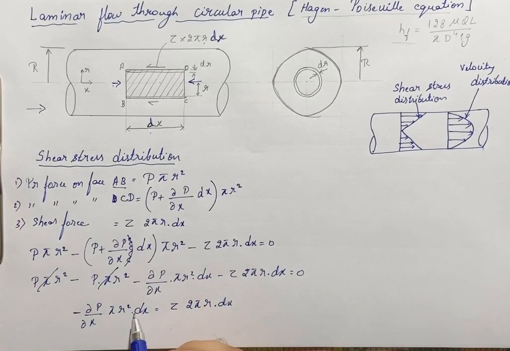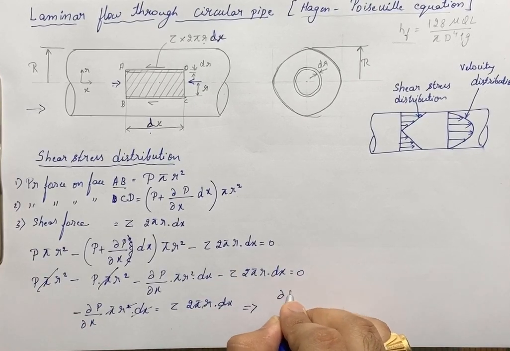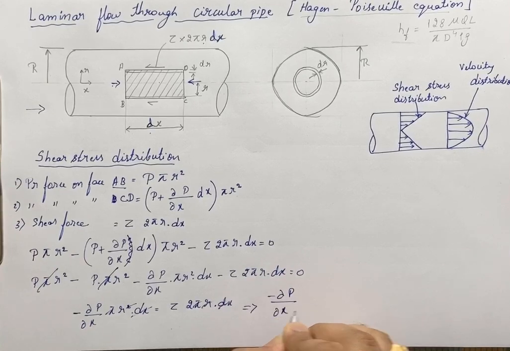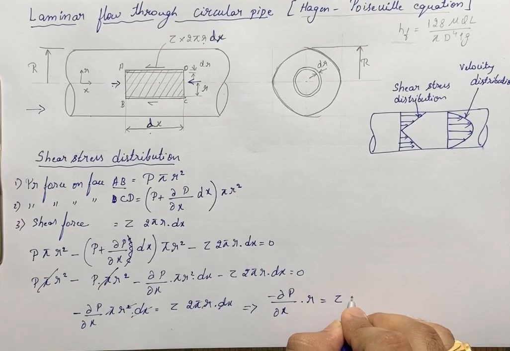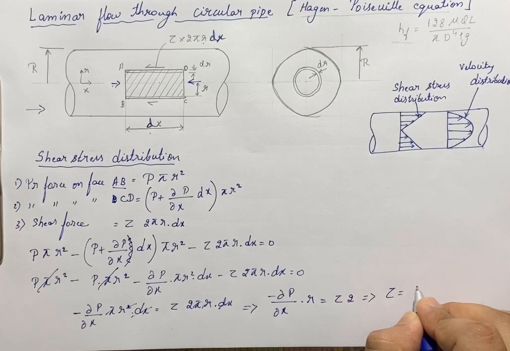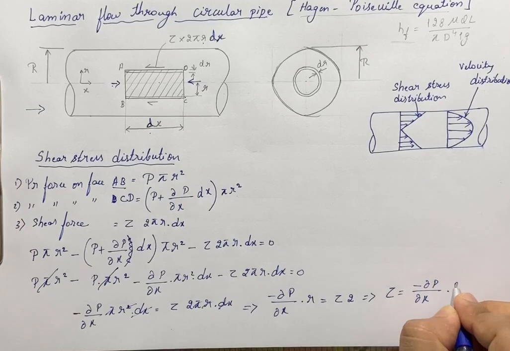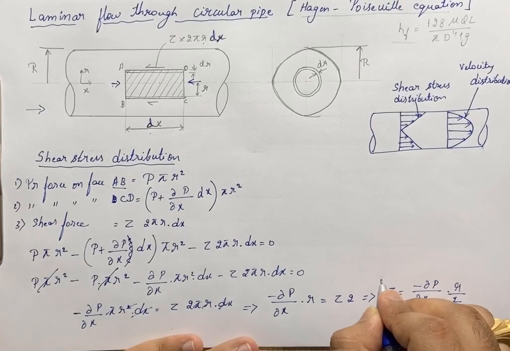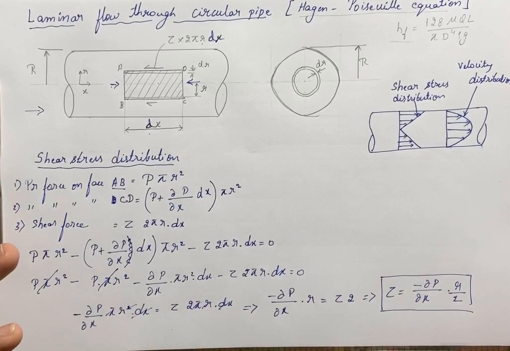Right. Now, here dx and r, that is pi r and dx, will get cancelled off. Remaining will be only minus of dou p by dou x into r is equal to tau into 2, or else I can write this as tau is equal to minus of dou p by dou x into r by 2. This is the shear stress distribution.